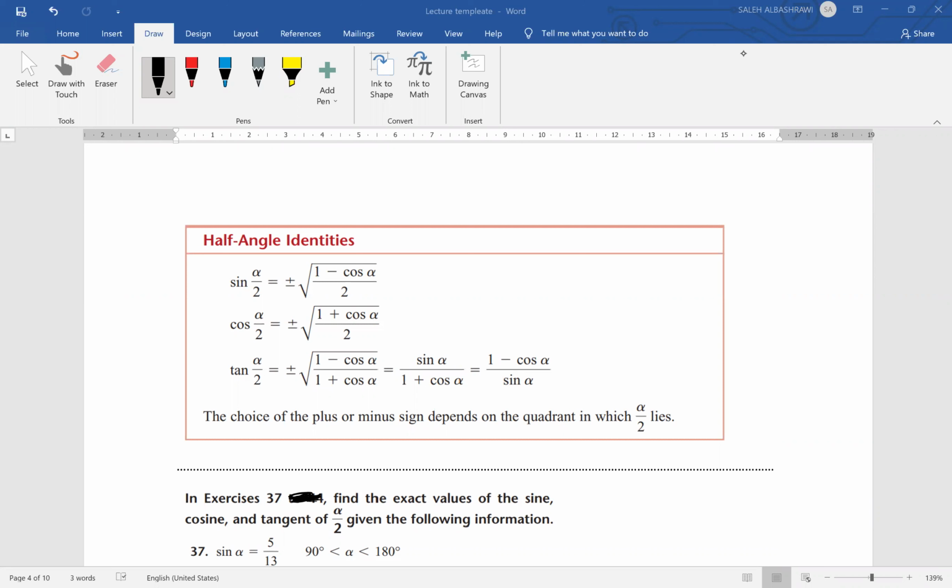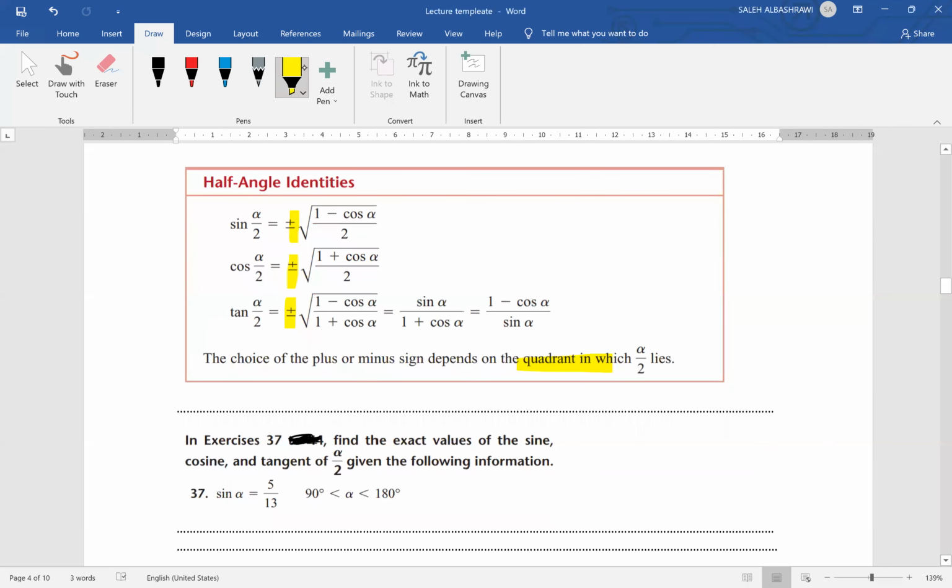Say that the half-angle identity is given by sine alpha over 2 is equal to plus or minus square root of (1 minus cosine alpha) divided by 2, for cosine alpha over 2 equal to plus or minus square root of (1 plus cosine alpha) over 2, and tangent alpha over 2 is given by plus or minus square root of (1 minus cosine alpha) divided by (1 plus cosine alpha), or it's equal to sine alpha divided by (1 plus cosine alpha), or it's equal to (1 minus cosine alpha) divided by sine alpha. And the sign for plus or minus depends on the quadrant in which alpha by 2 lies.